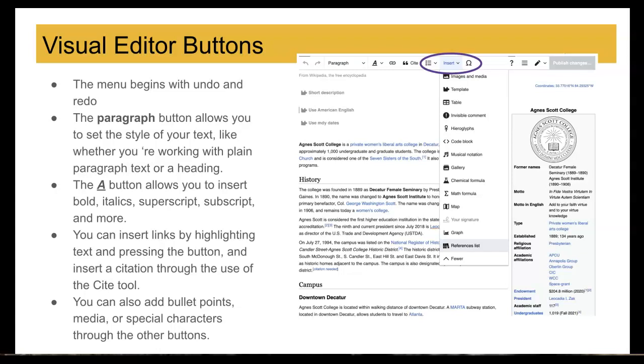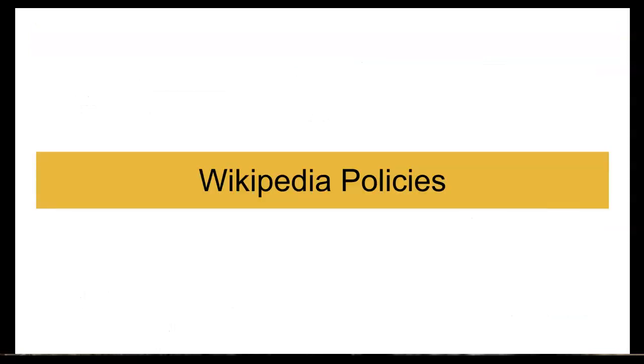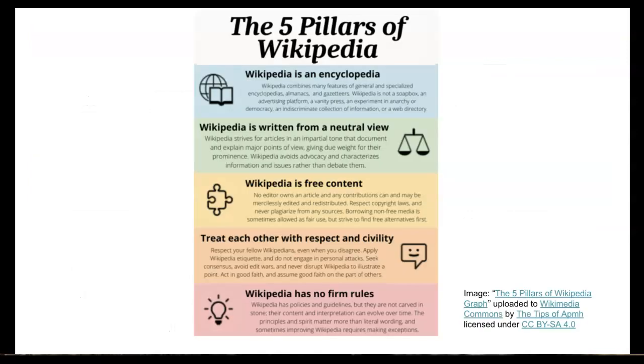So easy, right? All right, let's talk about Wikipedia's policies. Wikipedia refers to their policies as the 5 pillars of Wikipedia. The first pillar of Wikipedia is that Wikipedia is an encyclopedia. That means that the content consists of topic overviews designed to inform, not to persuade, not to preach, not to promote. It is a summary of the existing knowledge published in other reliable sources.